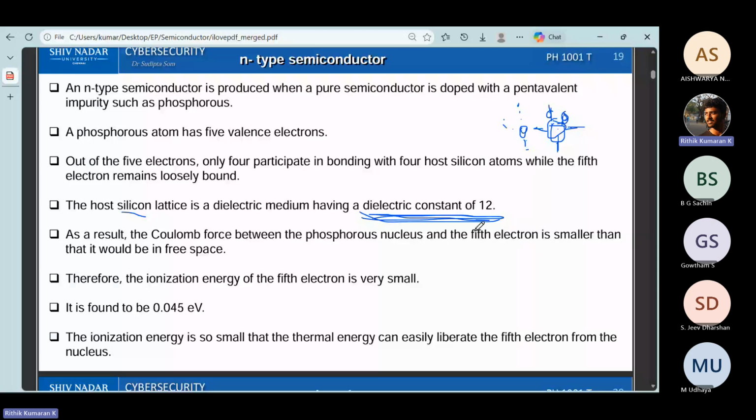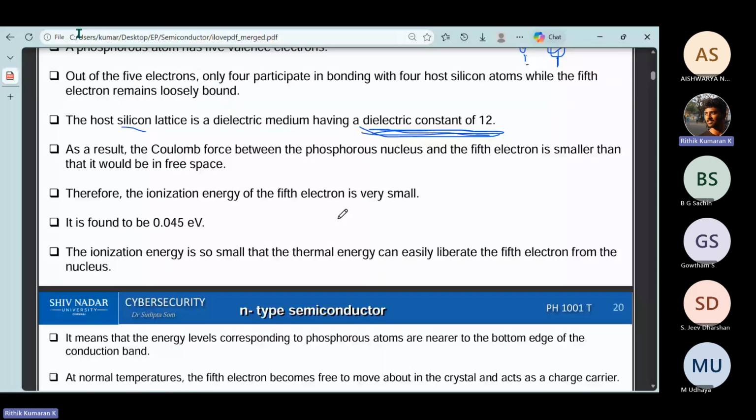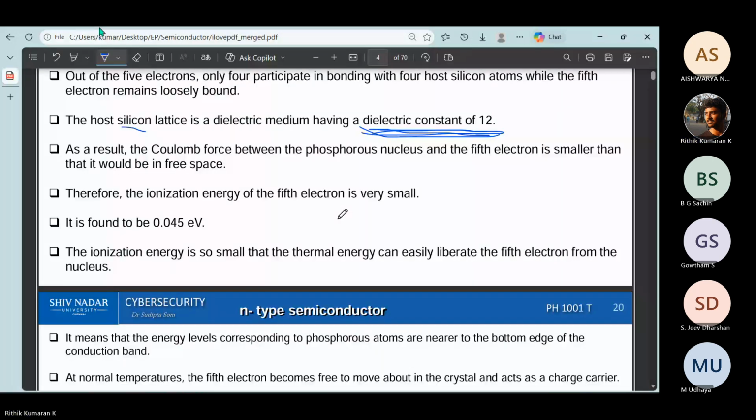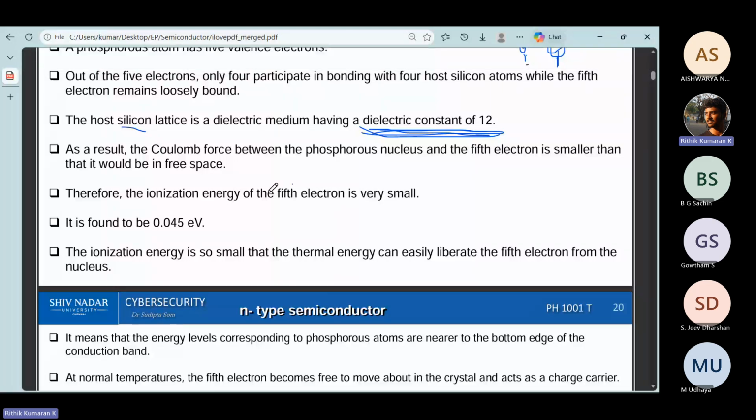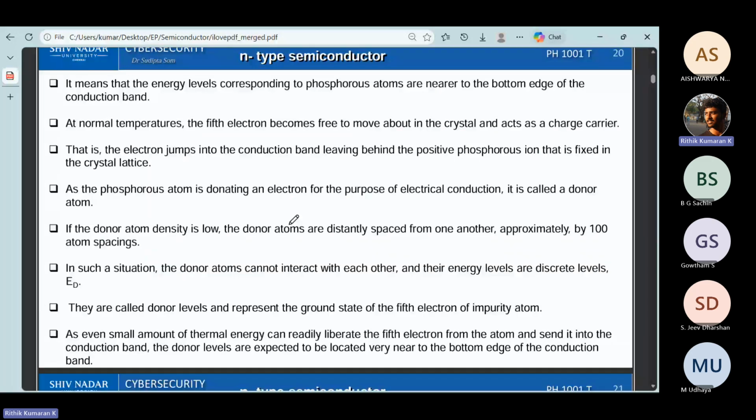That is what they are explaining. From phosphorus, to kick out the 5th electron, the ionization energy given here is 0.045 electron volt.